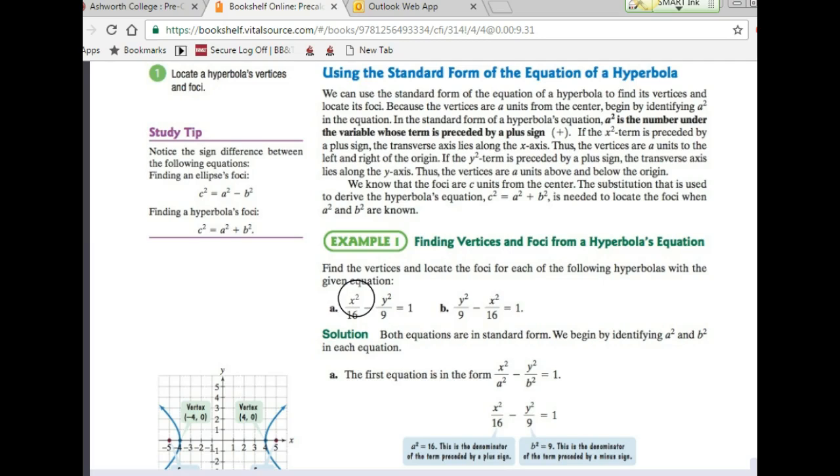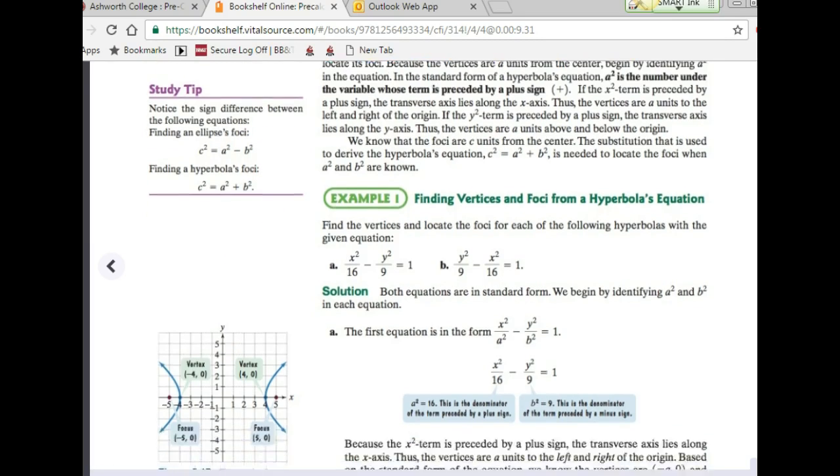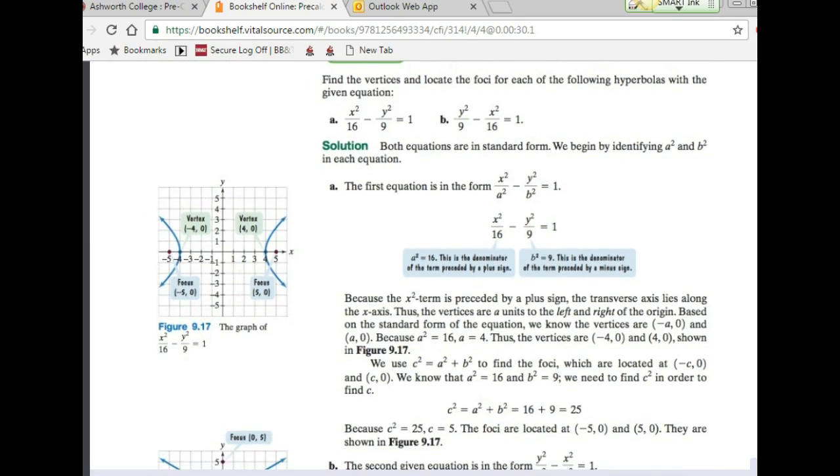So if x squared is given first, that means that your major axis is going to be x, or the horizontal direction. And if the y squared is given first, then we know that it's going to be a vertical one or an up and down one. And so in this equation, or example number 1, it's giving me x squared over 16 minus y squared over 9 equals 1.